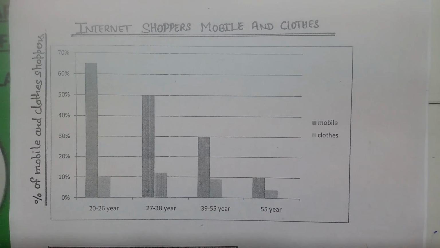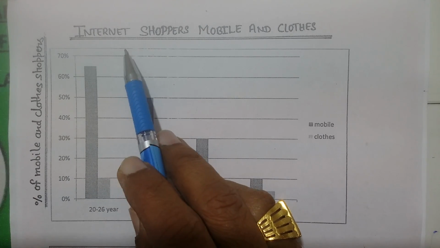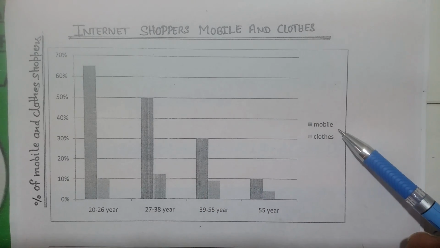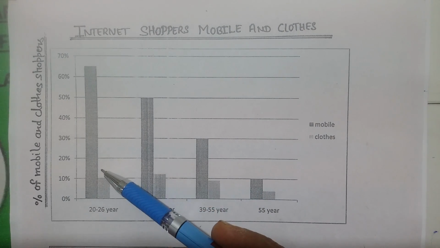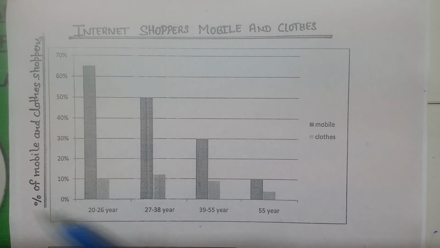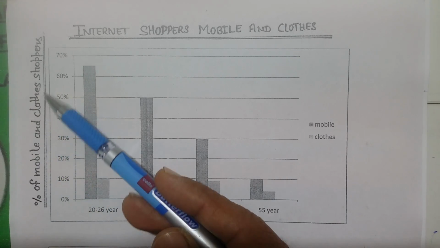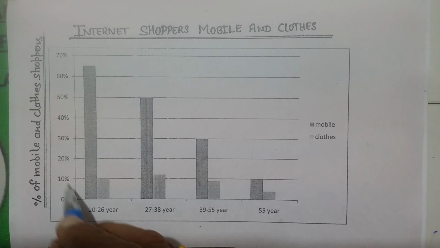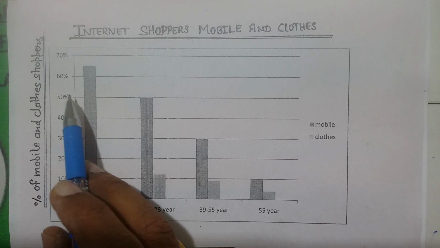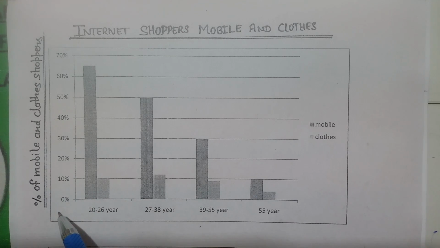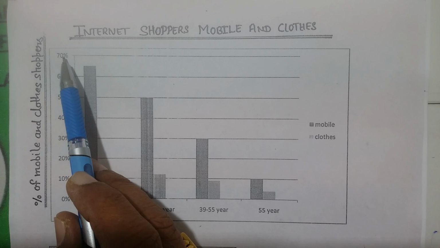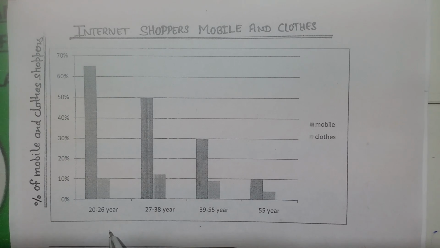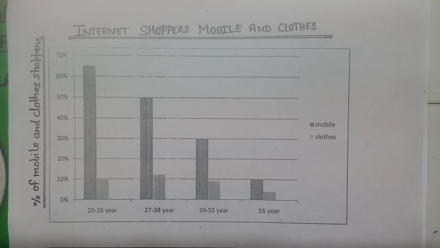First of all, what is the main thing here? That is internet shoppers, mobile and clothes. You can check that this area is related to mobile and this area is related to clothes. Here is written percentage of mobile and clothes shoppers, on this axis. We can say in common terms that is Y, and the percentage starts from 0 and continues up to 70. On this x-axis the age groups are given and there is no year here, so which tense we have to use and how to work we have to write. So let's start the class please.